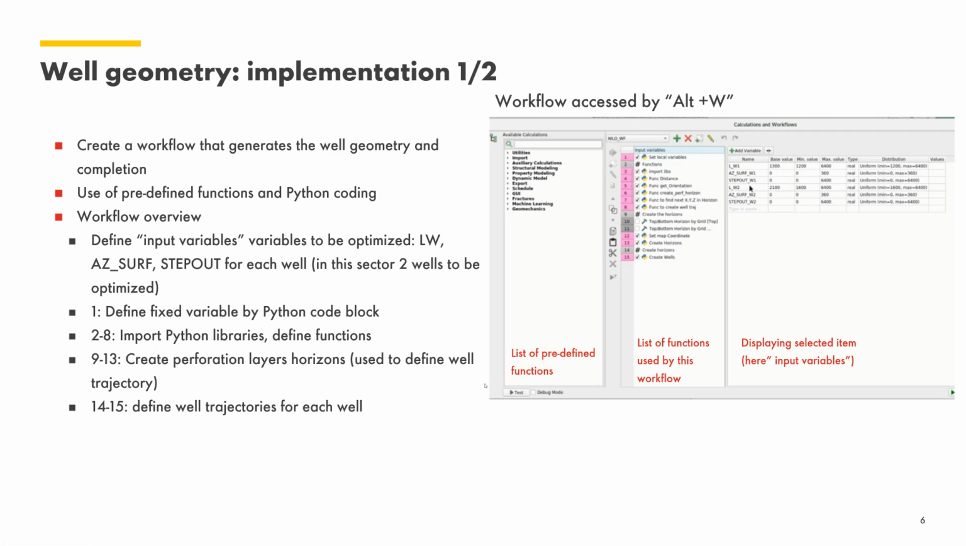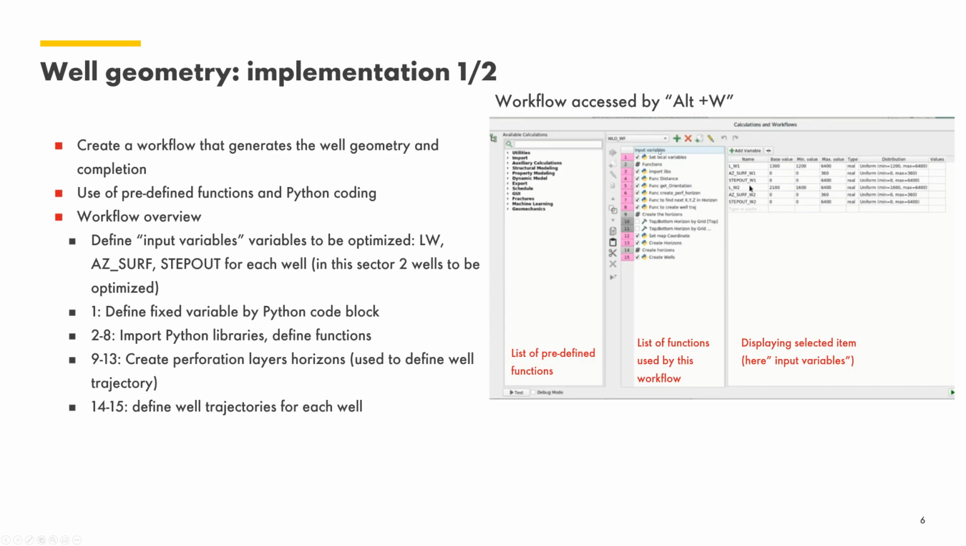To create those wells, you need to create a workflow. And you can access this workflow window by pressing Alt W in tNav. Now this window shows you a panel on the left which has a lot of predefined functions that are already in tNav, and you can search with a search function. Then in the center panel, it's actually your workflow and the different blocks of your workflow. So you can see here I have the input variable plus 15 blocks.